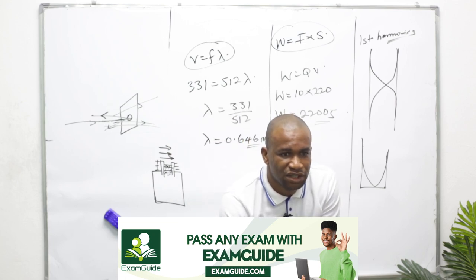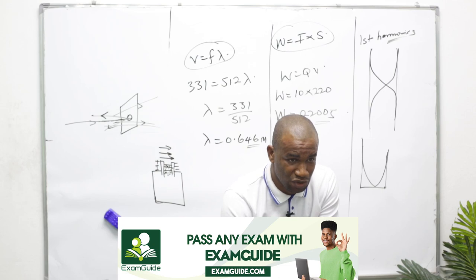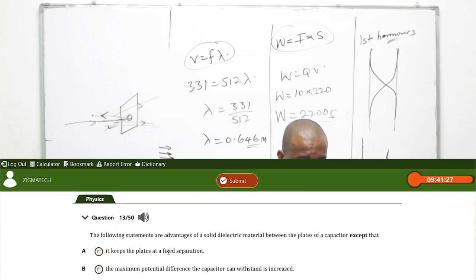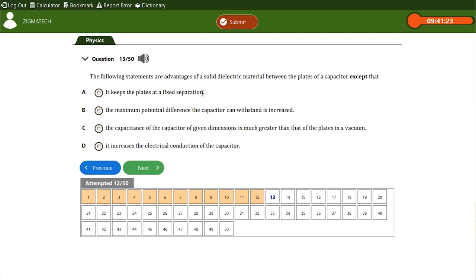But then, what are they saying? Which of all these things are correct, except which one is not correct? It keeps the plates at a fixed separation. Of course, the dielectric occupying the space will never allow the positive plate and negative plate to shift, so they are put in a fixed position. The maximum potential difference the capacitor can withstand is increased. Okay, that's okay. The capacitance of the capacitor is given a dimension much greater than that of the plates in a vacuum. Okay, it makes sense. It increases the electrical conductivity of the capacitor. A capacitor can never increase how well it conducts by a dielectric. No. So this option is not going to be an advantage of a dielectric.